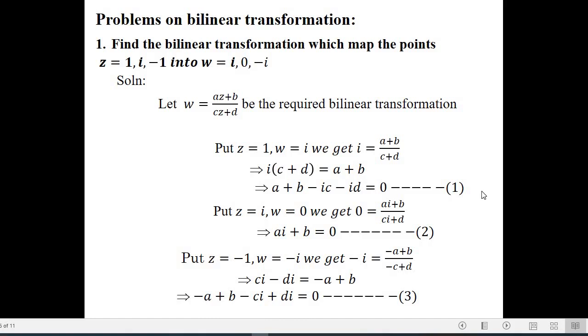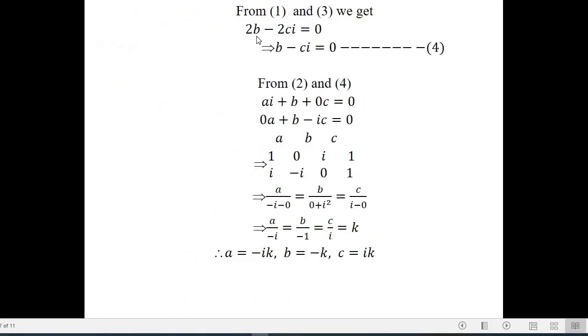So I add equations 1 and 3. A minus a cancels, minus id plus id cancels. b plus b is 2b. Next, minus ci minus ci is minus 2ci. So adding these two equations 1 and 3, we get 2b minus 2ci is equal to 0. If I divide by 2, we get b minus ci is equal to 0. Take this as equation 4.